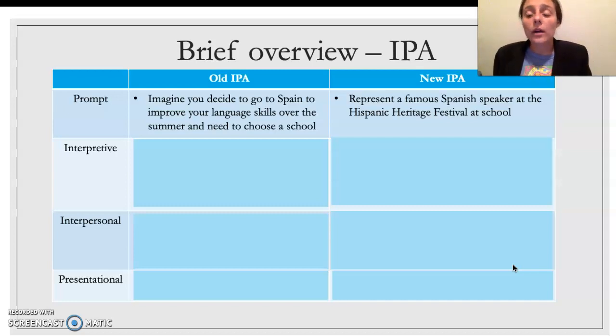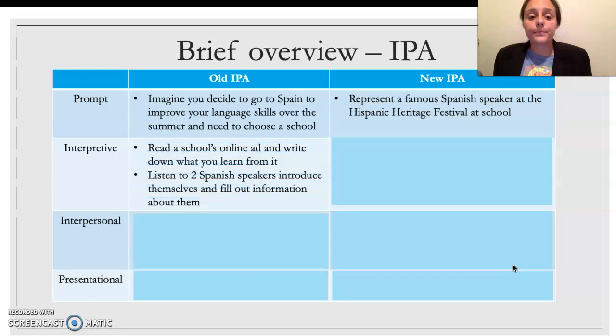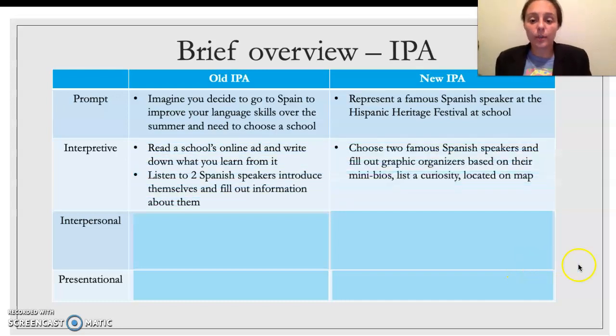So how this is going to work is in the new IPA's interpretive task, they are going to be asked to choose 2 famous Spanish speakers and fill out graphic organizers on them from mini biographical blurbs. They'll also have to locate these speakers on the map. After they do this, the teacher will look through the students' responses and match students to a representative. So every student will be representing somebody different.